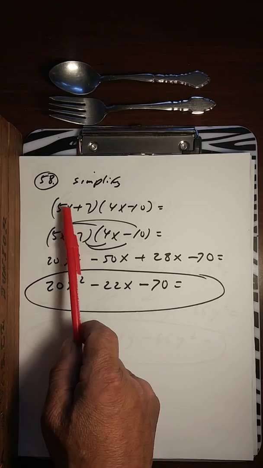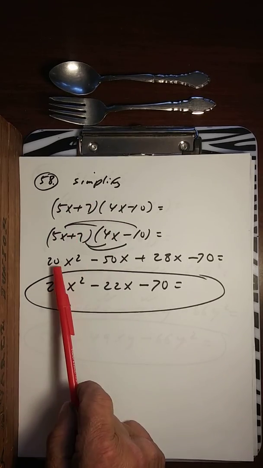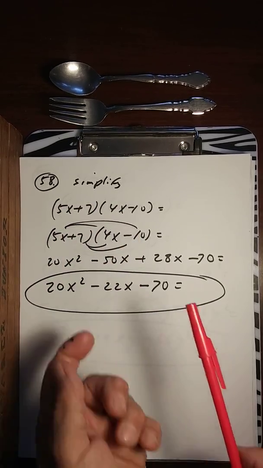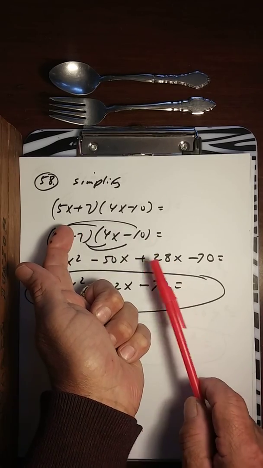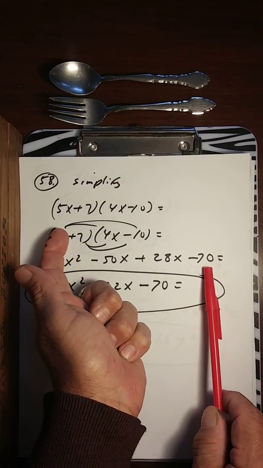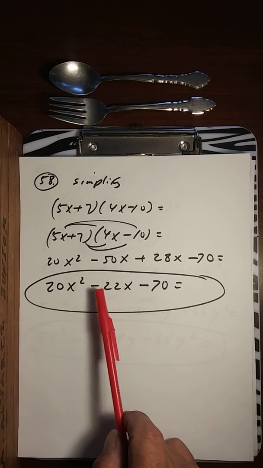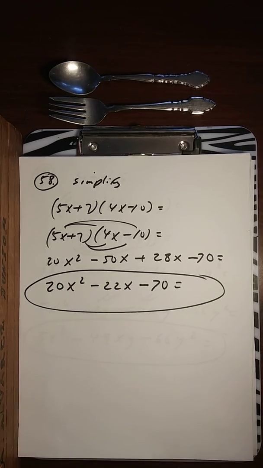Multiply this out. 5 times that is going to be 20x squared. That times that is going to be negative 50x. And then this times this is 28. And this times this is negative 70. So we have 20x squared minus 22x minus 70.